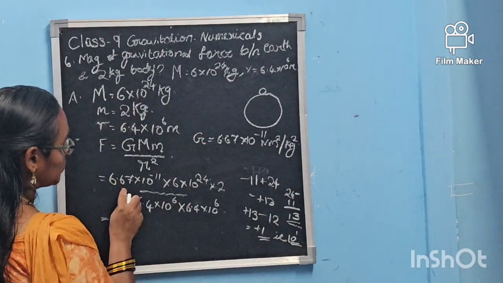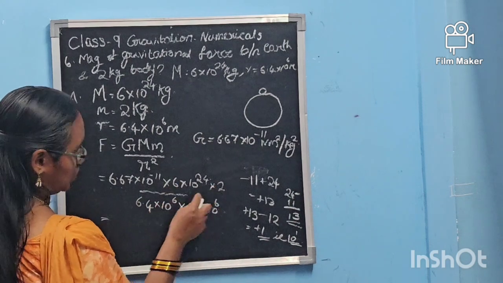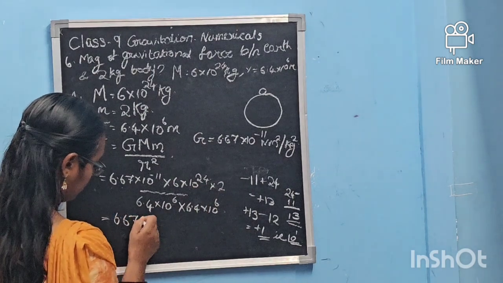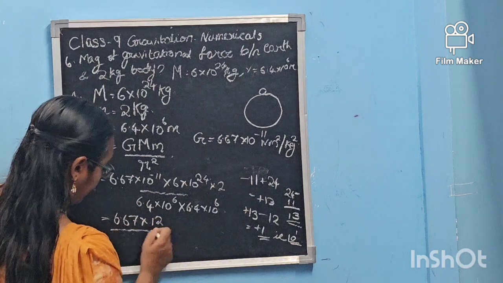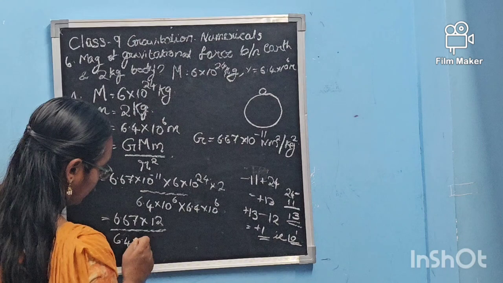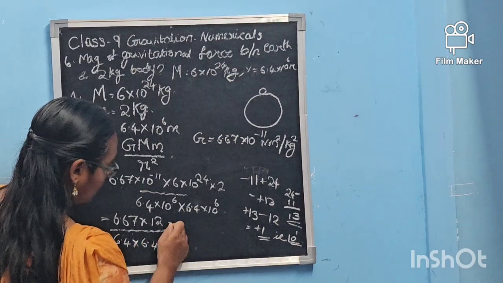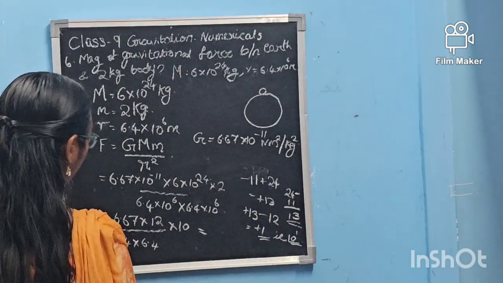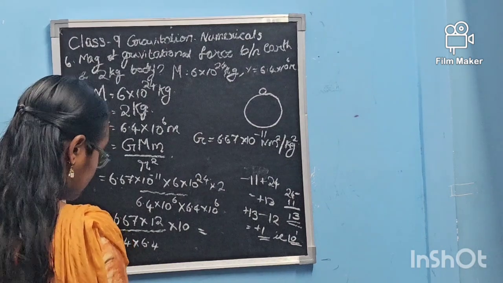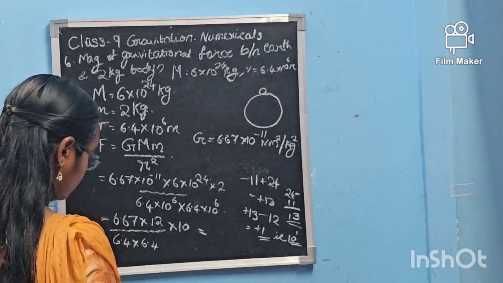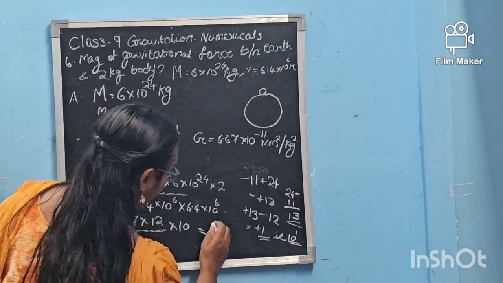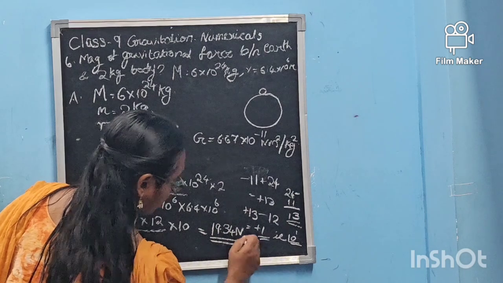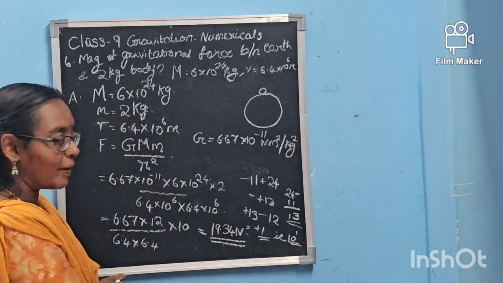Then 6.67 into 6 into 2, that is 6.67 into 12, divided by 6.4 into 6.4 into 10. This is the answer. So what are we getting when we are multiplying and dividing? We are getting the answer as 19.34 Newton. I think it's a very easy problem to solve and we have solved it.